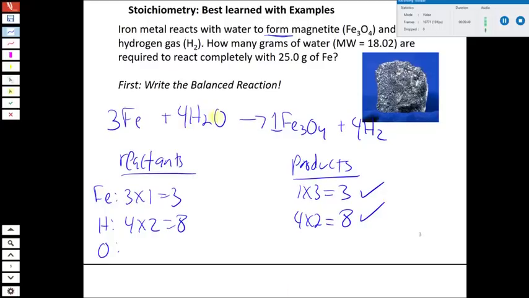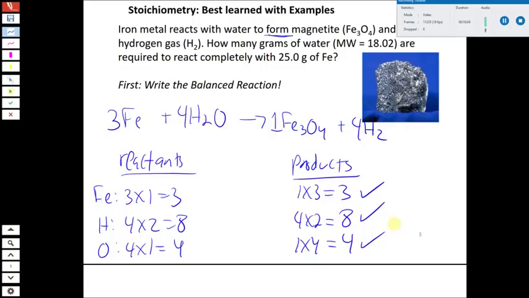And then for oxygen, we have 4 waters. Each water has 1 oxygen, so that's 4 oxygens. We have 1 Fe3O4. You don't necessarily have to do this step, as I said, but if you have time and are paranoid about your ability to balance chemical equations, it's always good to do this. So we make sure that the reactants and product side both have the same number and same types of each element, and we're good to go. So we have the correct coefficients. We're going to need those to use later on.